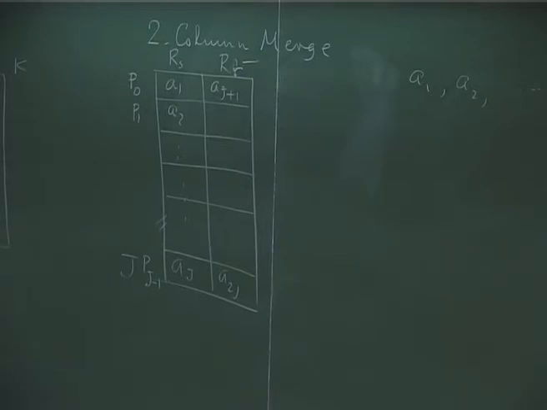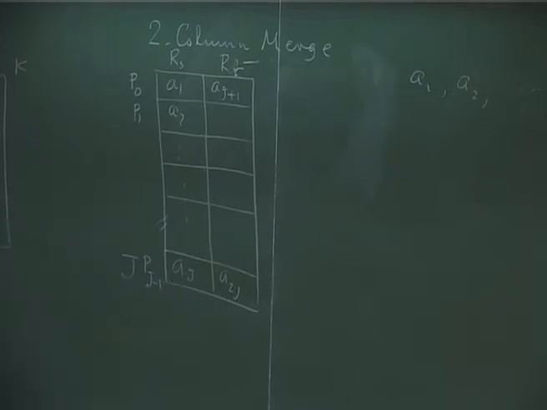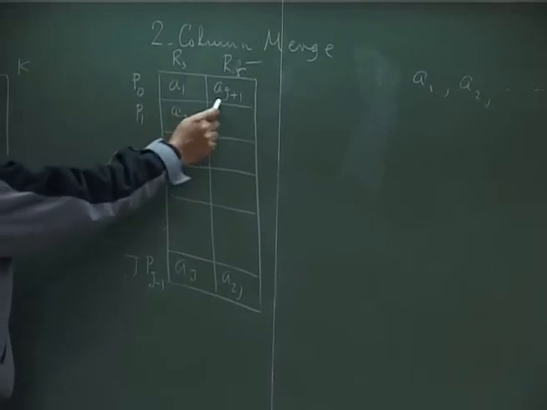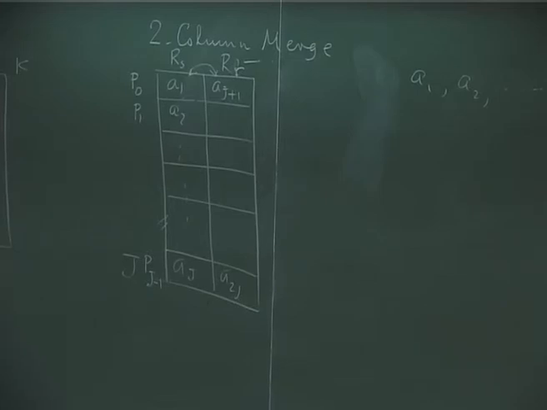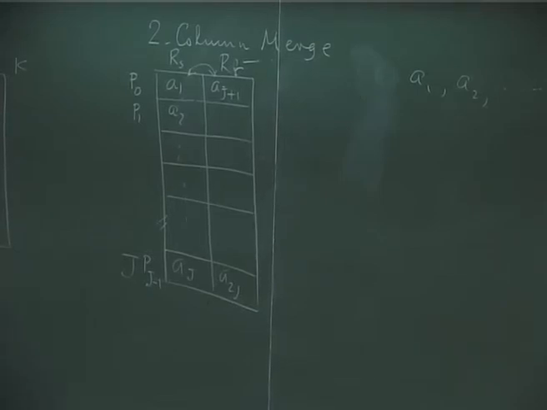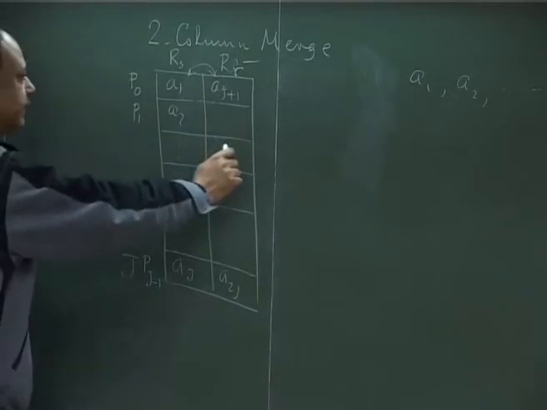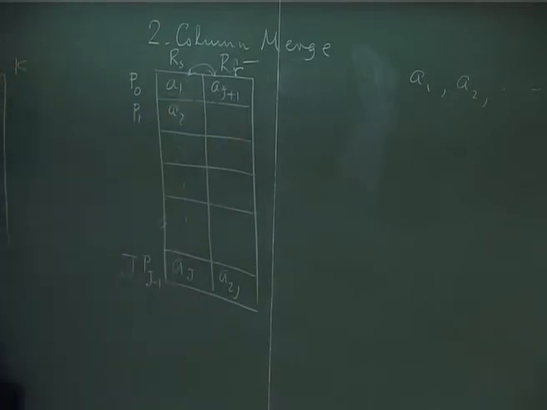So what are you going to do? The simple thing is that the bitonic sequence is based on only one property: AI is compared with AI plus J. So this has to be compared with this. If you compare, the rejected element will be on this side and the accepted element on this side. After that I want to do it recursively.